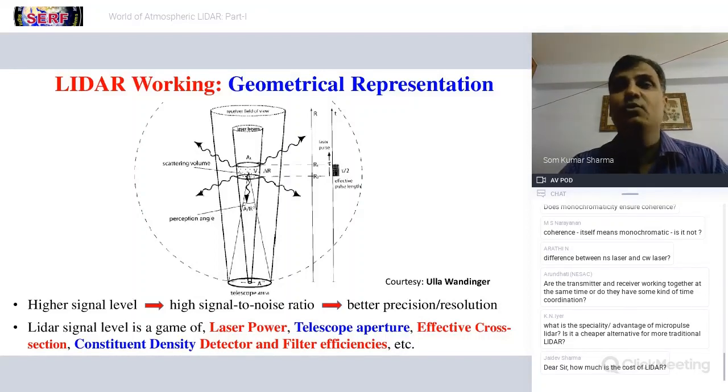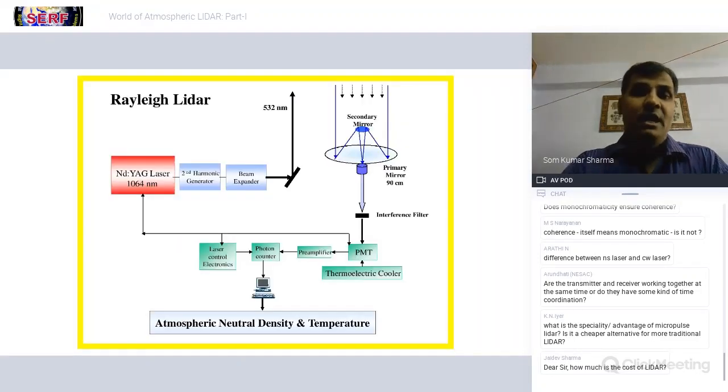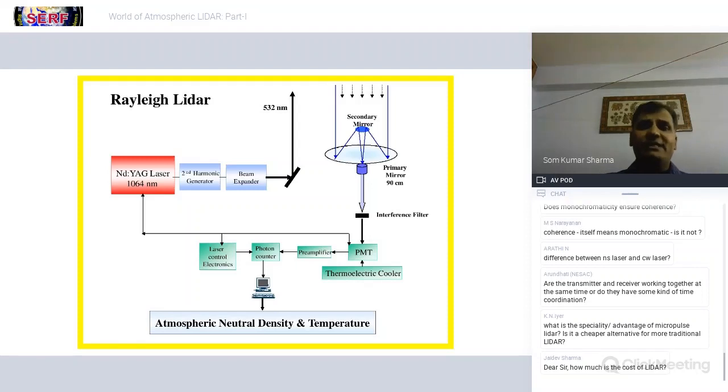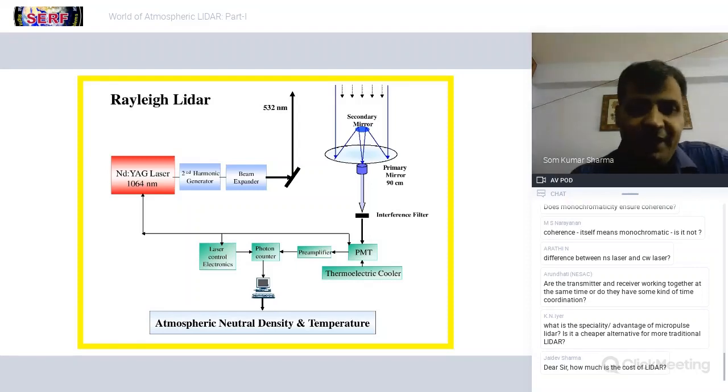The previous two slides have shown you how the atmosphere interacts with the transmitted signal, how you are receiving it, and how they are mathematically connected with each other. Now, this is a very simple block diagram of a LIDAR. It is a Rayleigh LIDAR.